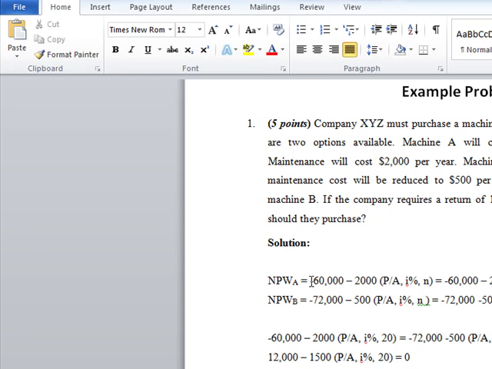So in this case, the first cash flow is an initial cost that we are going to incur for purchasing machine A, right? So that is a negative cash flow. We need to spend $60,000. So that is minus 60,000 there, which is in year one. Then after that we need to spend $2,000 every year for maintenance of machine A. So again, negative cash flow. We need to spend $2,000 per year.